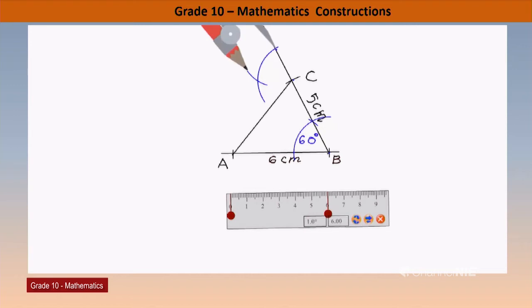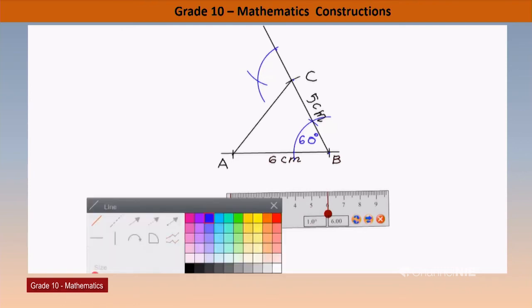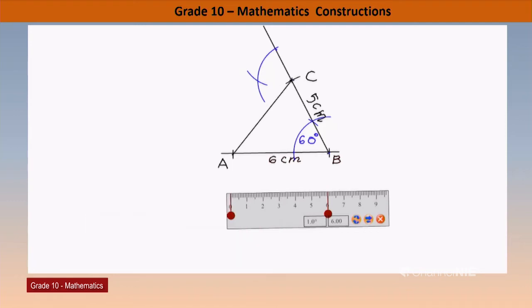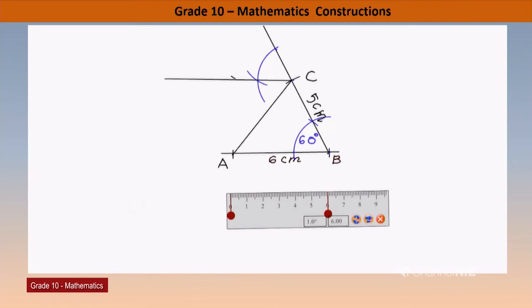Construct an arc to join that. Construct an arc. We found a new point. Take the help of a ruler, we can join that C and the new point. Here we have found the same angle on C. Those two angles are equal, they are corresponding angles. So, these two lines are parallel.